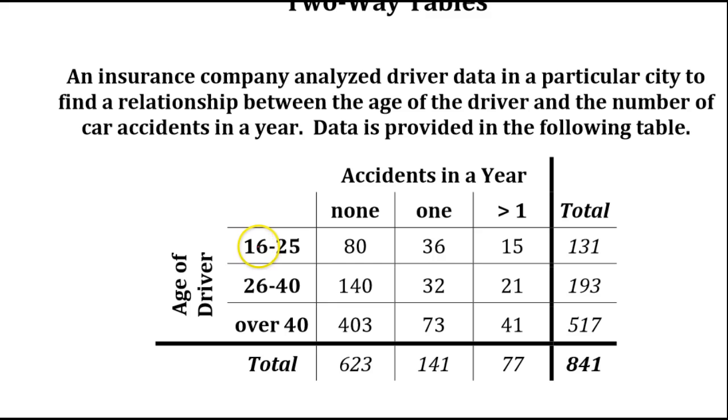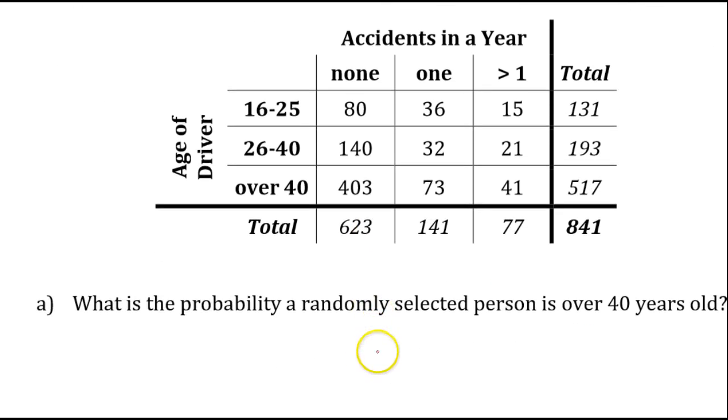We have the driver age broken down into these three ranges, and then across the top, the first column is people who had no accidents, the middle column represents people who had one accident, and the final column is people who had more than one accident. In this particular set of data, the grand total of people analyzed was 841. Keep that in mind. Okay, let's do some probability.